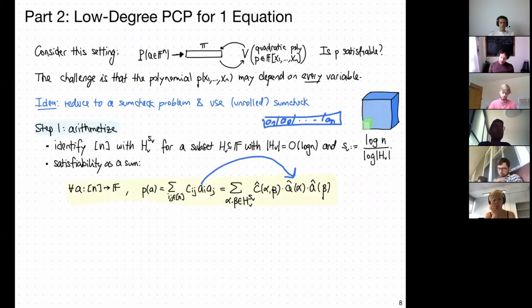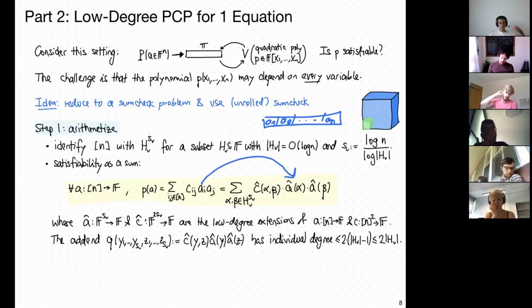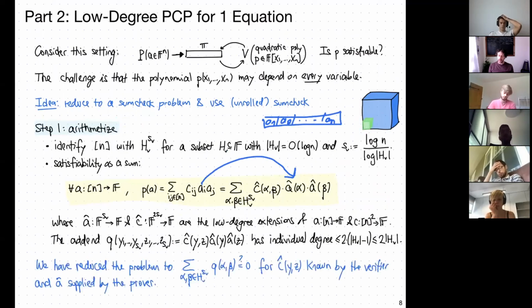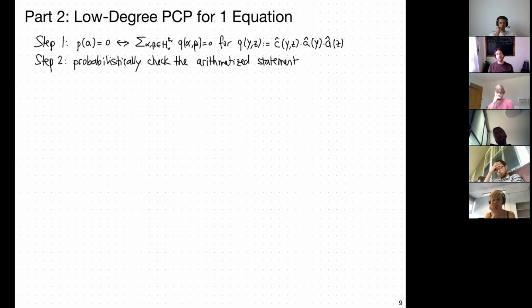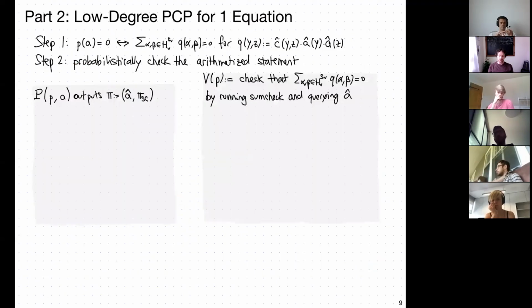This is because the q polynomial that we defined is just the low-degree extension of p of A. So if we evaluate it over the hypercube, which we later extended, then we get exactly the same as p of A. So p of A is equal to 0 if and only if the sum over the cube is equal to 0 for this low-degree extension. And then what we want to do is the probabilistic check of the arithmetized statement. So I want to apply the sum check protocol.